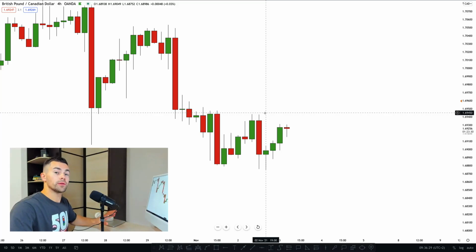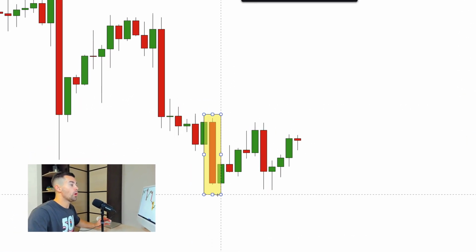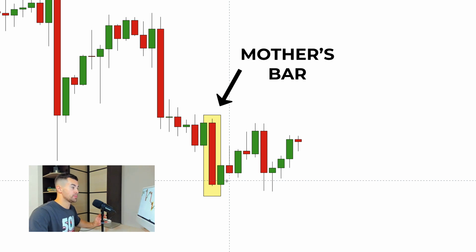A very important element of the inside bar pattern formation is the so-called mother's bar. If we pay close attention to the candlesticks here on the pound cat pair, look at this high momentum bearish candle. Why is this candle so important for us? Because if you follow the next candles, you can see that they are trading perfectly within the range of this high momentum bearish candle. So this high momentum bearish candle here will be called the mother's bar.